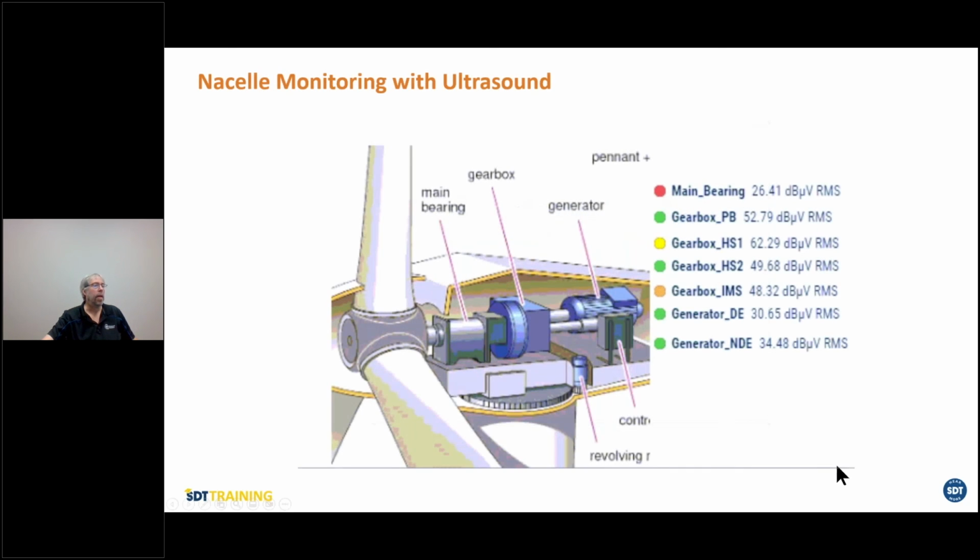Okay. Now, let's look at an example of, again, a wind turbine. We have our main bearing, our gearbox, a generator. We just went through that with the planetary gearbox, because this is our example. This is what we see in decibels and ultrasound with one of our systems.